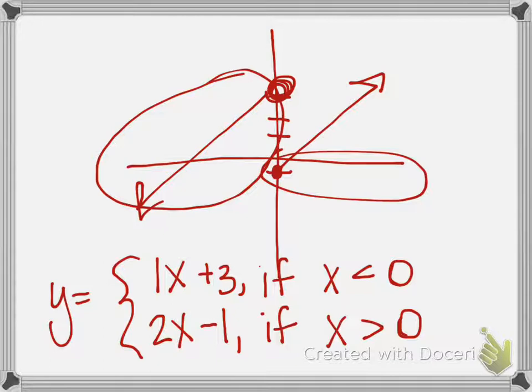Then we have to identify if we have an equal sign or not. And we have an equal sign on the second equation because it has a closed dot, and not on the first equation because it has an open dot. So that's how you write a piecewise function given a graph.